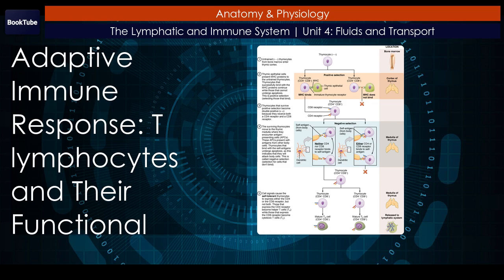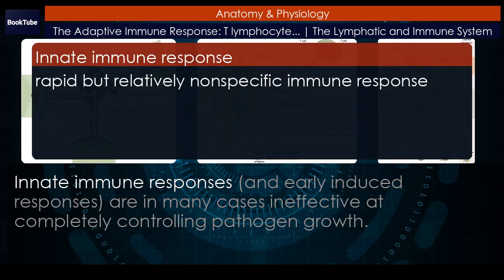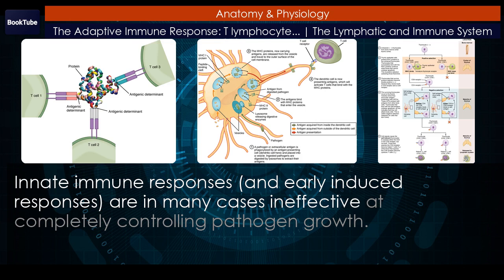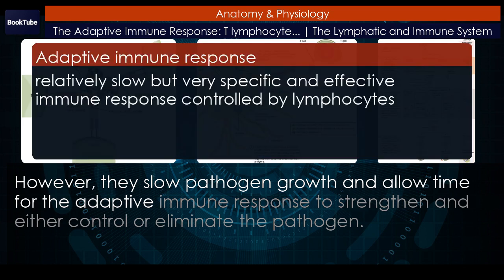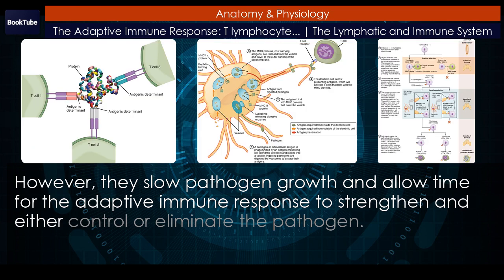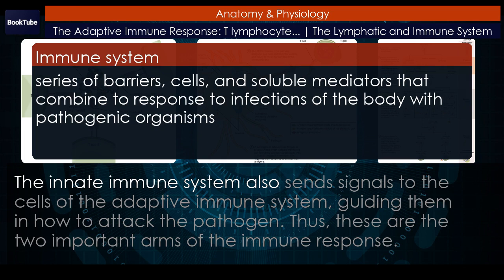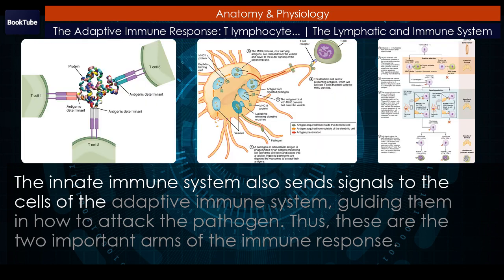The adaptive immune response, T lymphocytes and their functional types, innate immune responses, and early induced responses are in many cases ineffective at completely controlling pathogen growth. However, they slow pathogen growth and allow time for the adaptive immune response to strengthen and either control or eliminate the pathogen. The innate immune system also sends signals to the cells of the adaptive immune system, guiding them in how to attack the pathogen. Thus, these are the two important arms of the immune response.